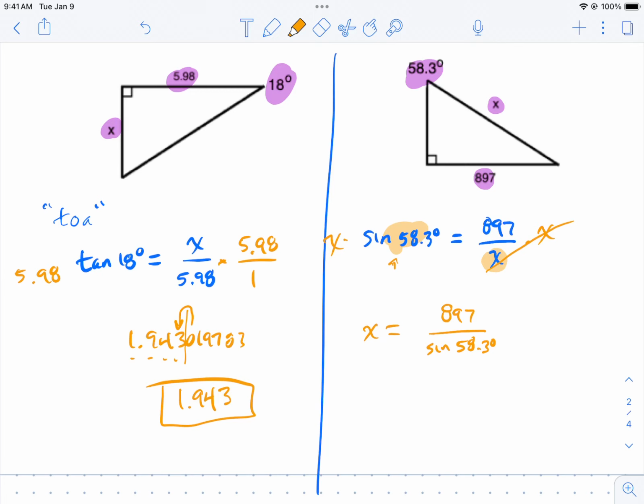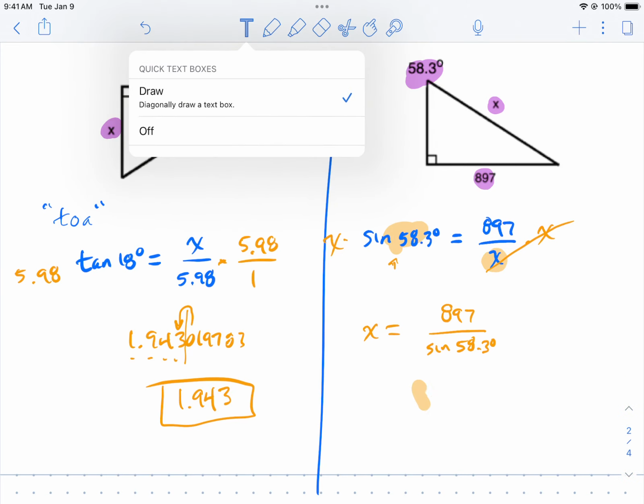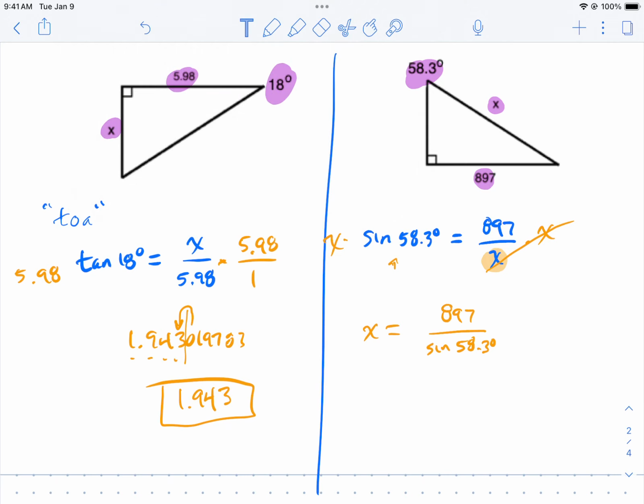Cool. Let me push buttons now. 897 divided by the sine of 58.3. Bammo whammo. I've got a 1. No, I don't. Oh, come on, you. Don't give me any clues. Just give me a pen. There we go. So I've got x equals, what does this come out to be? 1054.288067, which is not really important.